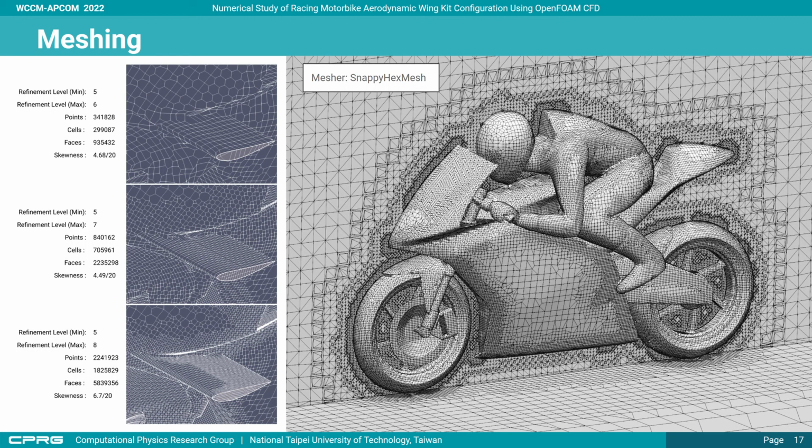We use snappyHexMesh to generate meshes. On the left-hand side, we can see that at a higher refinement level both cells and skewness increased. The usable skewness in OpenFOAM should be under 20, otherwise the case may not converge. On the right-hand side, the picture shows a typical result of using snappyHexMesh: unstructured meshes connected to structured meshes.